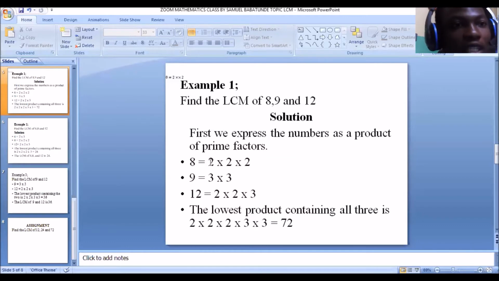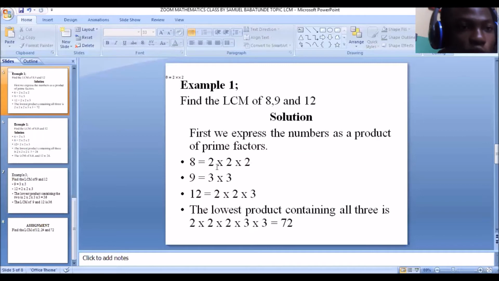Like we know, 8 is divisible by 2. 2 can go into 8. When 2 goes into 8, we have 4. Now, 2 can still go into 4. When 2 goes into 4, we have 2 again. Now 2 can still go into that 2, and it remains 1.